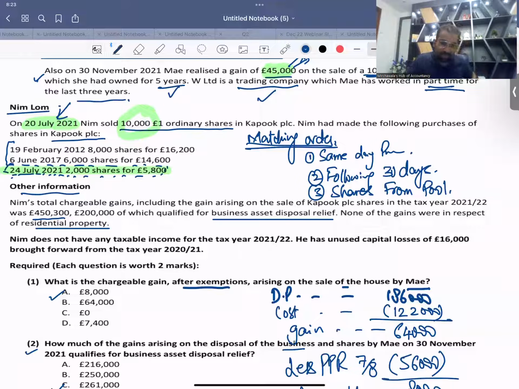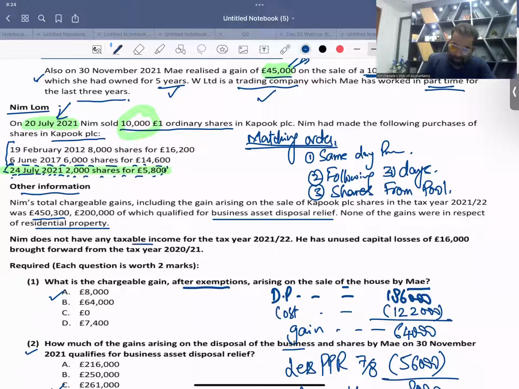Now use your common sense. Total gains were 450,300. There are 3 types of gain: qualifying gain, RPG, and normal gain. They are saying that out of this 450,300, 200,000 is qualifying gain. So obviously the remaining gains will be normal gain, because there is no RPG.